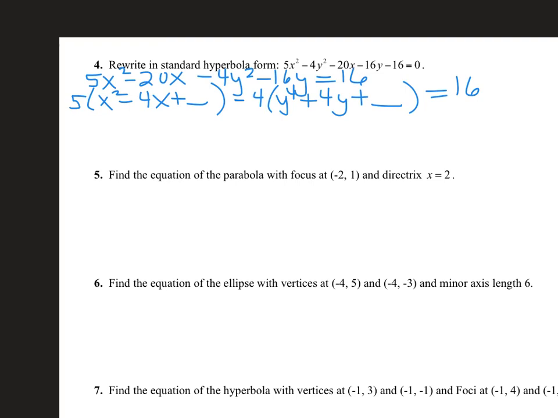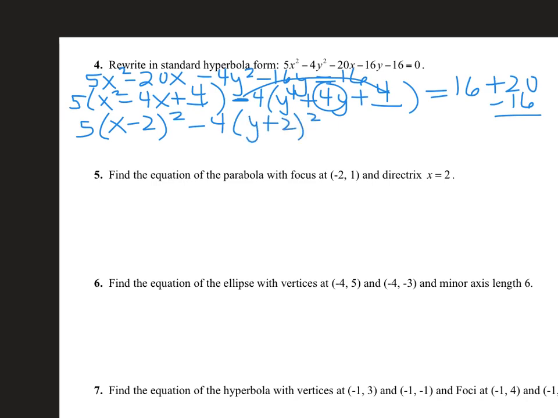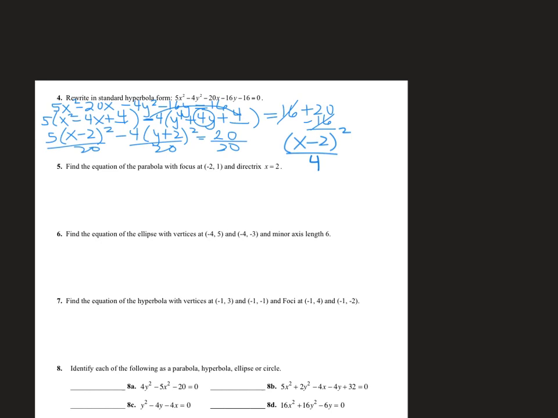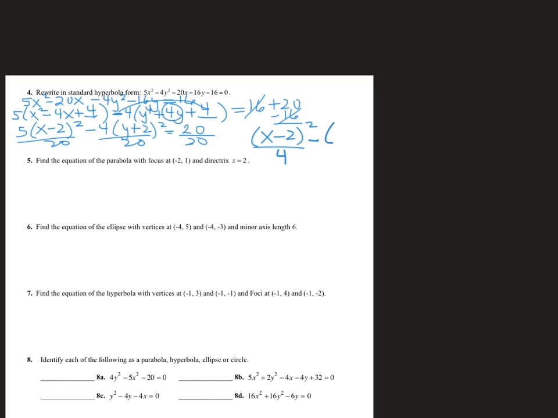Now, take half of -4, which is 2, square that number, and you get 4. But we're going to add 20 over here. And then this is a -4, remember, and we take half of this 4, squared is 4, and we're going to subtract 16, because this is a -16 that we've added to that side. It's the only time you subtract a number over there. So now we have 5(x minus 2) squared minus 4(y plus 2) squared equals 20. And then we need to get a 1 over here, so divide everybody by 20. And so our final answer should be (x minus 2) squared over, and 5 over 20 reduces to 1/4, and then minus (y plus 2) squared over 5 equals 1.